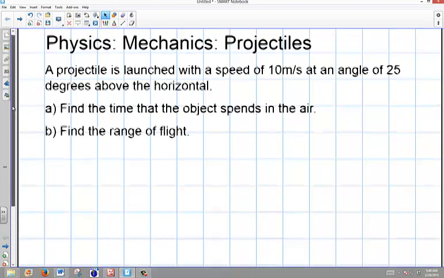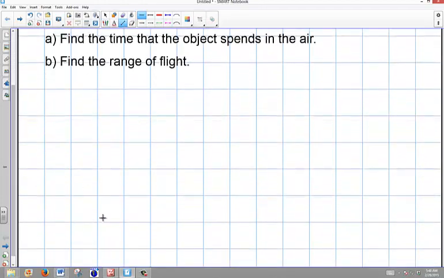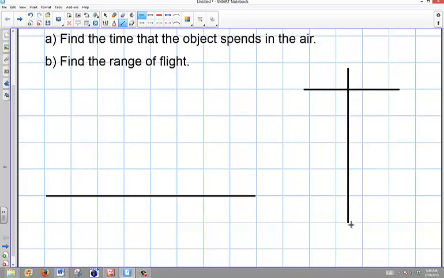Okay, so we have a projectile launched and it's going to go in the air like this. It's going to mirror its path and come all the way back to the ground. So let's draw this situation. I'm going to draw the variables over here so you can see them. Okay, so I have a projectile and it's going to launch in the air like this.